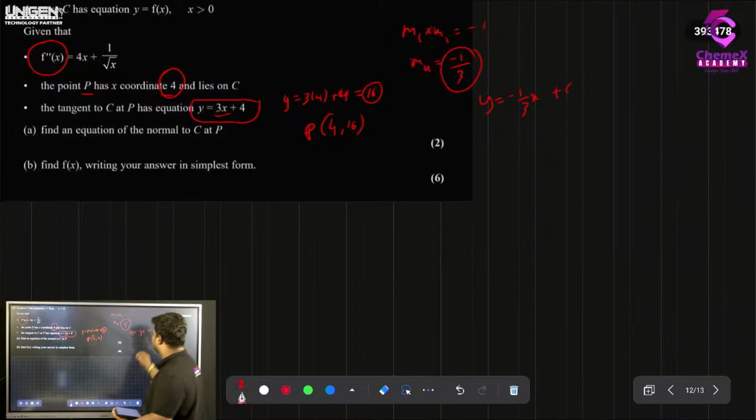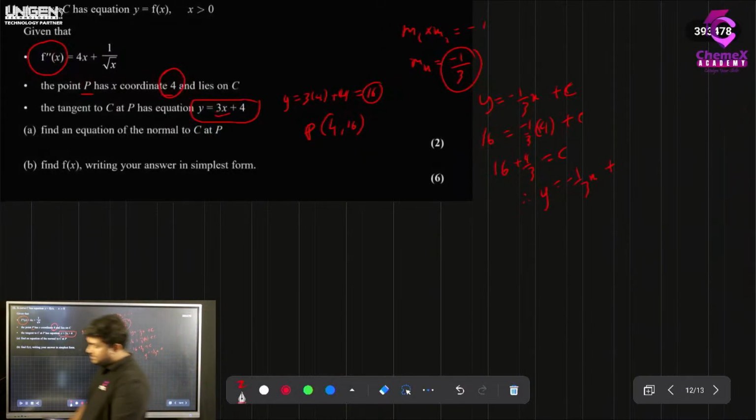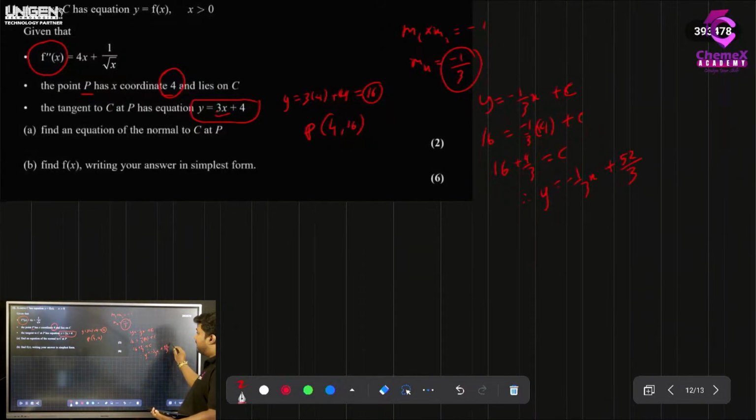P's normal is going to be y equals minus 1 over 3 x plus c. So 16 equals minus 1 over 3 times 4 plus c. 16 plus 4 over 3 equals c. Therefore, y equals minus 1 over 3 x plus, what is 16 plus 4 over 3? 52 over 3. Understood or not? They haven't asked to keep it in any format, no? So you can keep it like that.